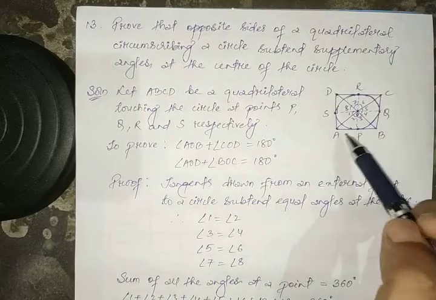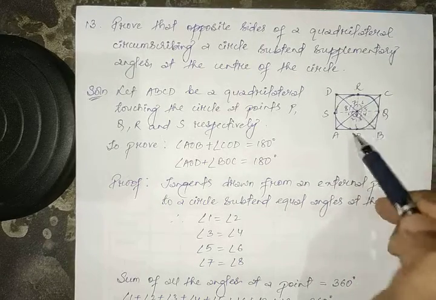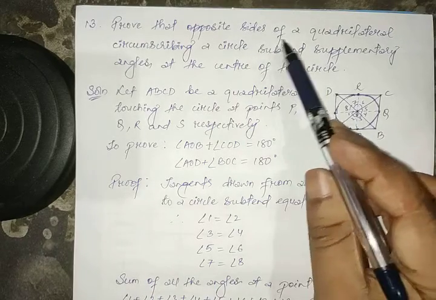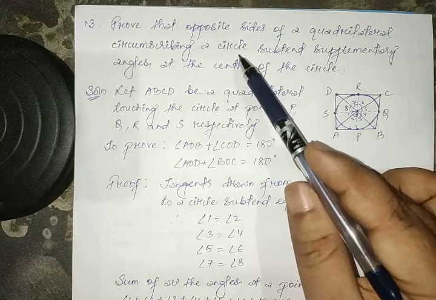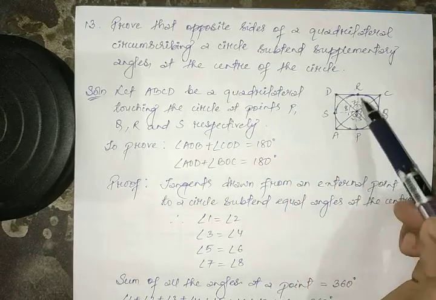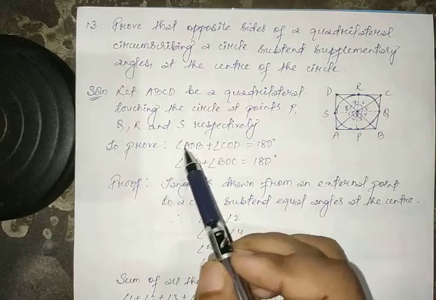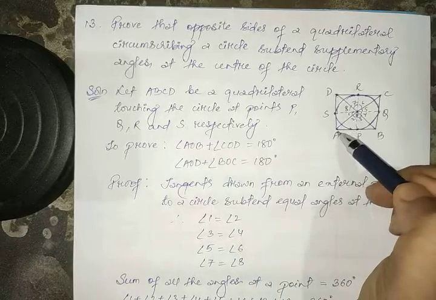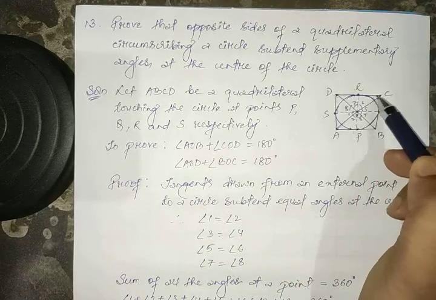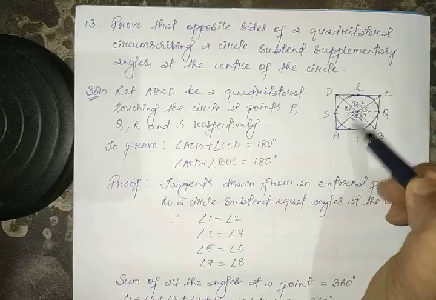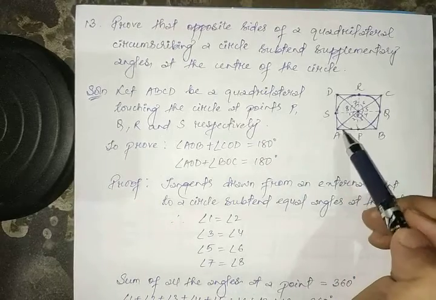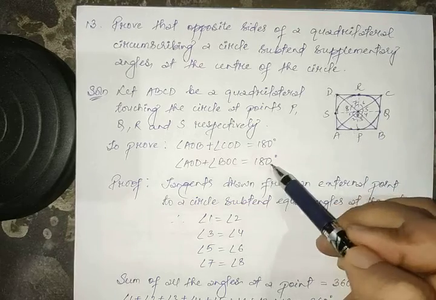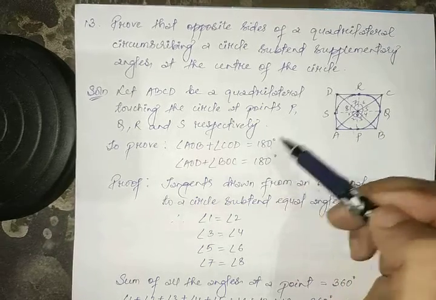So what are the opposite sides of a quadrilateral? Here AB and CD are opposite sides, and AD and BC are opposite sides. So we have to prove that opposite sides of a circumscribing quadrilateral subtend supplementary angles. That means the sum of these two angles should be equal to 180 degrees. The first one is angle AOB plus angle COD, the sum of the two angles should be equal to 180, and similarly angle AOD plus angle BOC, the sum of these two angles should be equal to 180 degrees. That we have to prove.